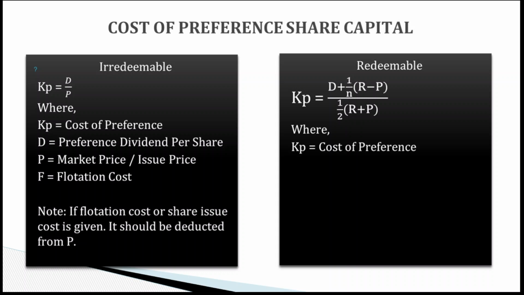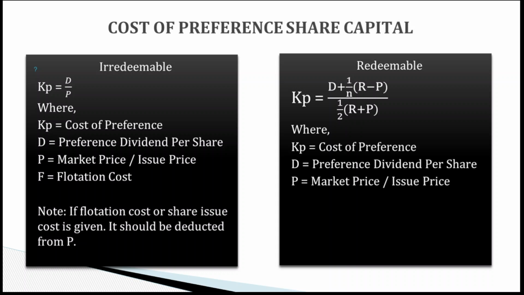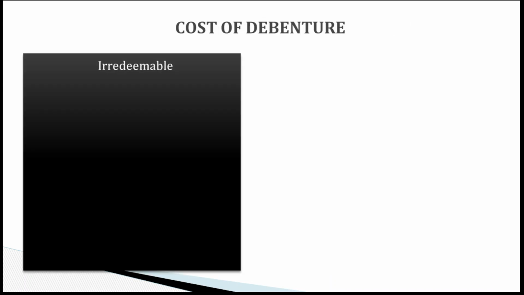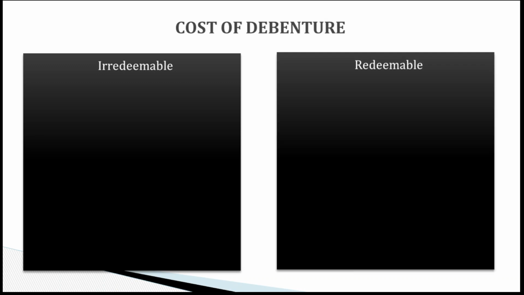Here KP is the cost of preference, D is the preference dividend per share, P is the market price or issue price, R is the redemption value or return price, N is the number of years, F is the flotation cost, share issue expenses. So the cost of debenture, third concept. Here again there are two approaches, irredeemable and redeemable.